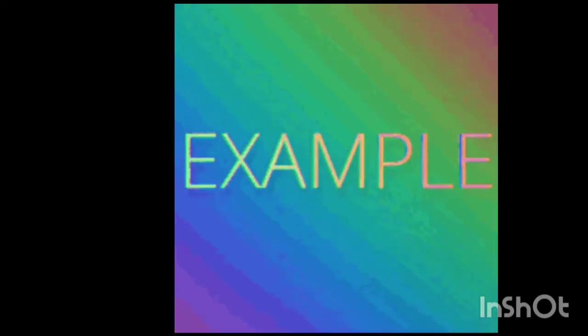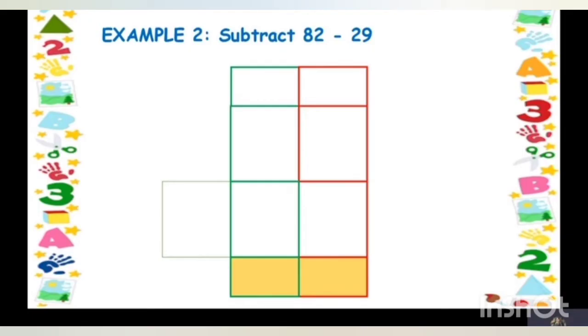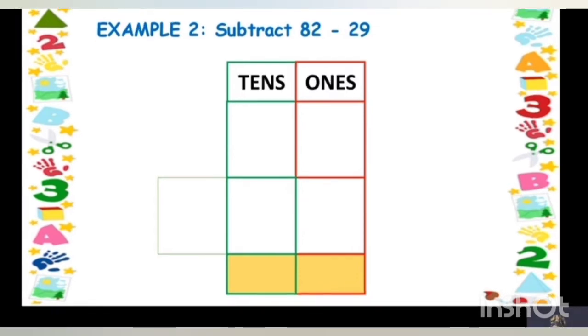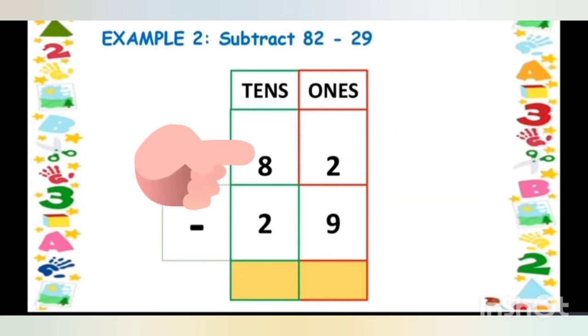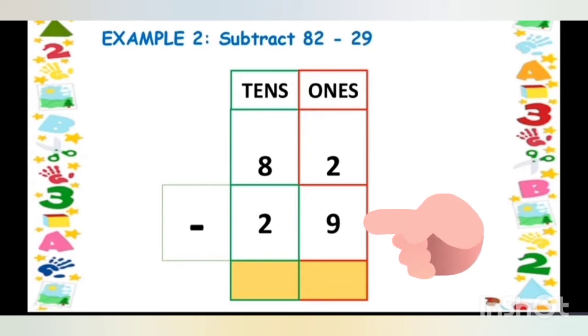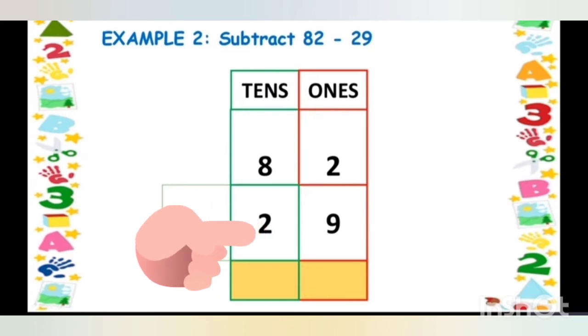Let us understand the same with one more example. So now in this example, we are going to subtract 29 from 82. We have to subtract 82 minus 29. We have to find out the difference. So first of all, the first step is to write the minuend first by putting the numbers in their place value. That is 82's 2 will be in 1's place and 8 will be in 10's place. Then write the subtrahend below the minuend. That is 29's 9 will be in 1's place and 2 will be in 10's place.